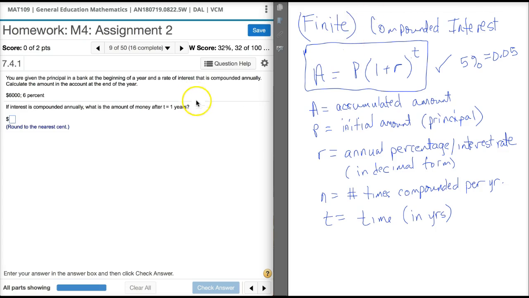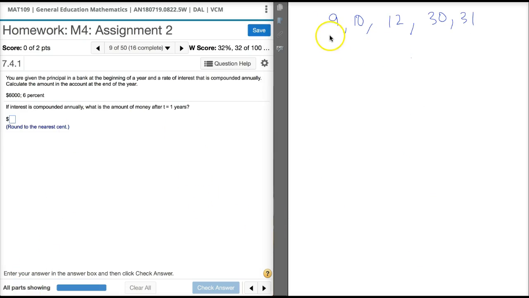Now, with that being said, I'll go ahead and erase, and then we'll start working the problems. The problems we are going to work in this video will be number 9, number 10, number 12, number 30, and number 31. These are the problems that relate to annually compounded interest and population growth. All right, so got all that erased, and now let's do this problem.